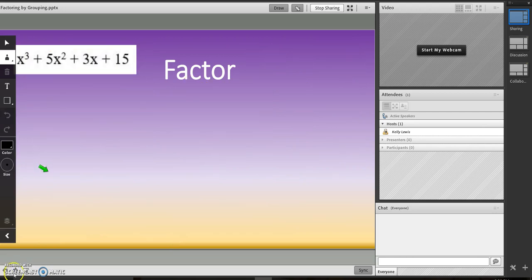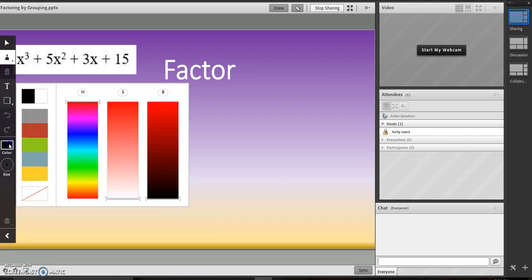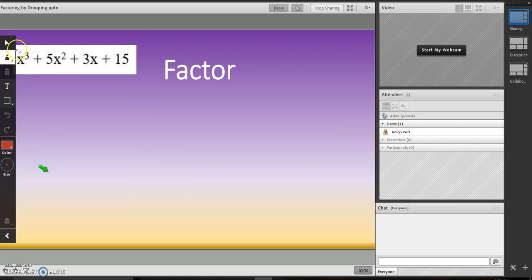All right, here we are. x cubed plus 5x squared plus 3x plus 15. We're only looking at the first piece, x cubed plus 5x squared. They have an x squared in common. When I take out an x squared, I have an x left over and a plus sign, because x cubed divided by x squared is just a single x. And when I take out x squared from the other term, I have a 5 left over.